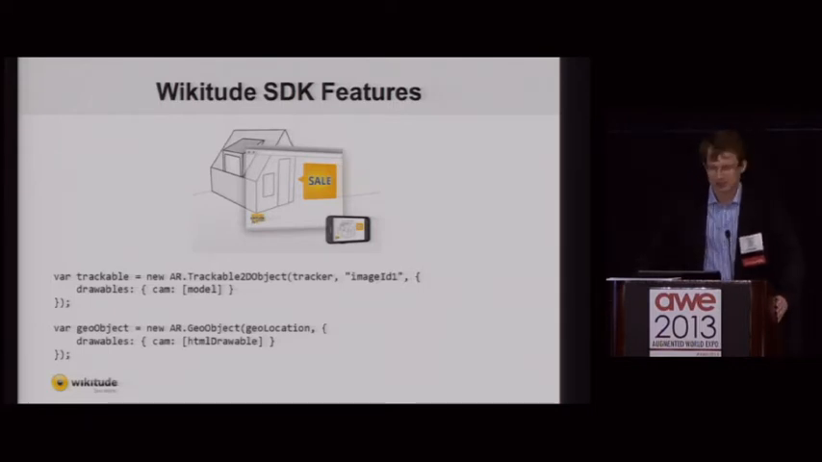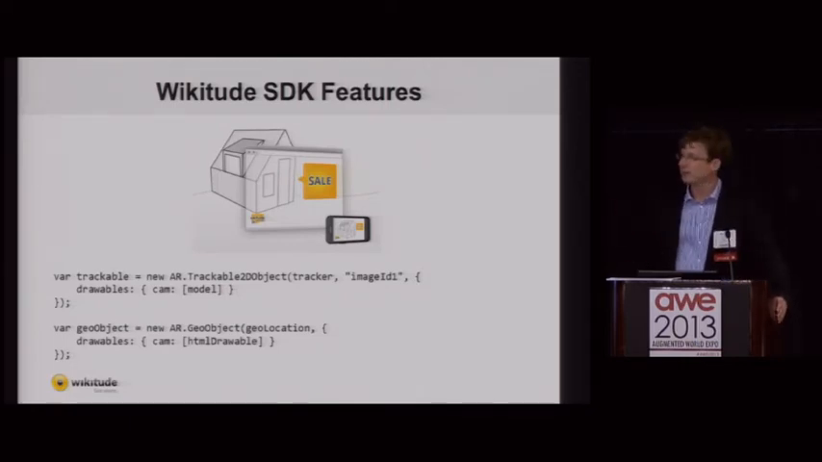Okay, aside from the image recognition capabilities that I've just shown, I just want to do not a really deep dive, because in a couple of minutes you can't really do a deep dive on an SDK, but just on a high level what the features actually are which are supported in the Wikitude SDK.